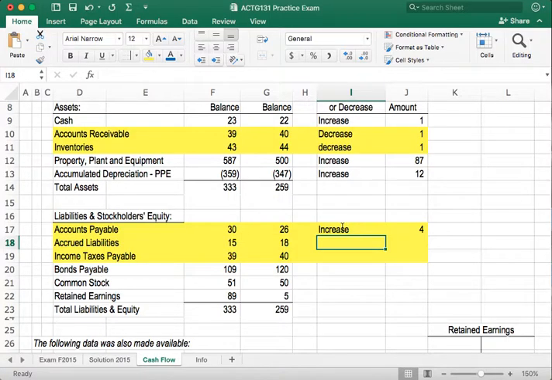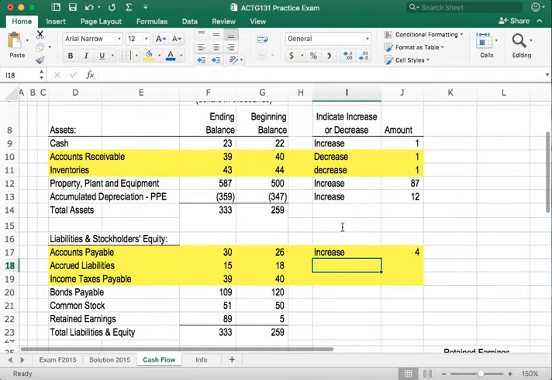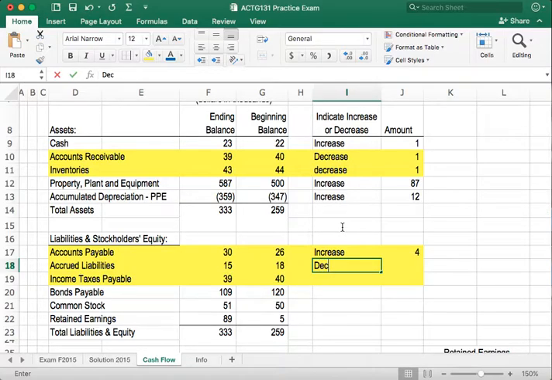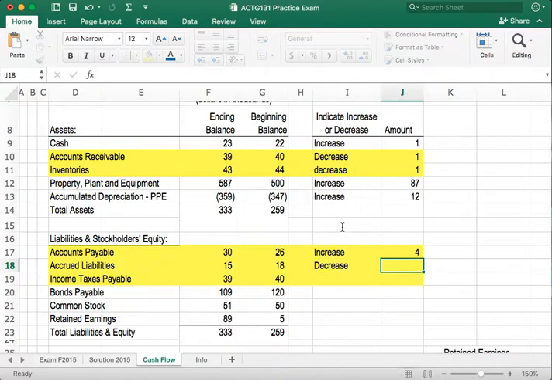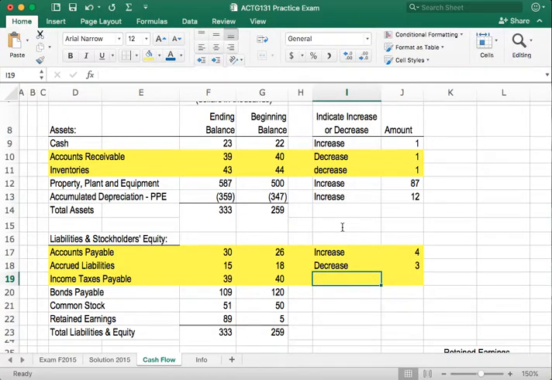18 to 15, that's a decrease. And that's a decrease of 3,000. And income taxes payable are moving from 40 to 39. That's a decrease of 1,000. So those are our current liabilities. Let's move on to bonds payable.